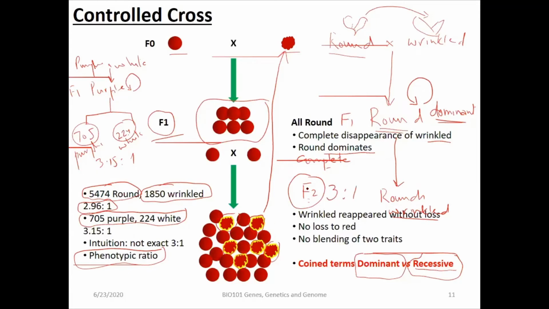3:1 is the F2 phenotypic ratio. This is a very important concept. What we have learned so far: dominance, complete dominance, recessive, and the phenotypic ratio 3:1 in the F2.